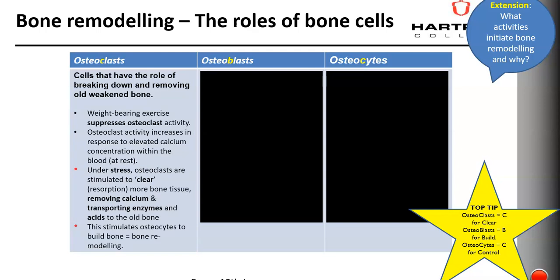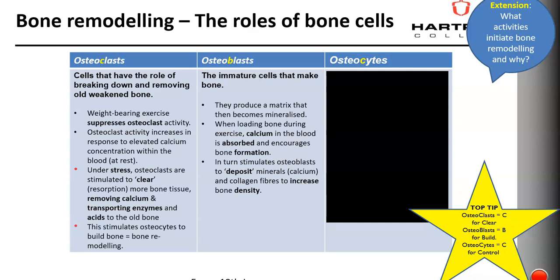So we know that weight-bearing exercise suppresses osteoclast activity, okay, meaning that the bones aren't breaking down as quickly. So under stress, osteoclasts are stimulated to clear more bone tissue, removing calcium and transporting enzymes, okay, and this stimulates osteoblasts to build bone. Osteoblasts are immature cells. They produce a matrix to become mineralized, and when loading the bone, calcium in the blood is absorbed and encourages bone formation. So in turn, these osteoblasts deposit minerals and collagen fibers to increase the bone density.